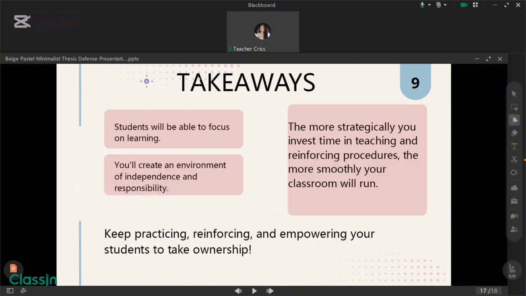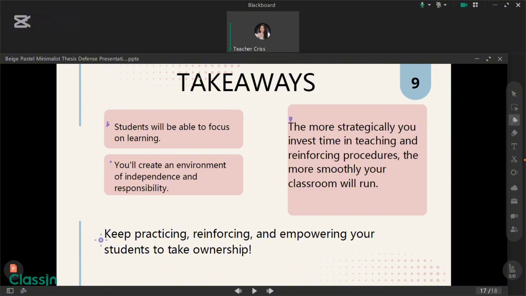So let's have a review again of our takeaways. Students will be able to focus on learning. We will focus more on the valuable things. You'll create an environment of independence and responsibility. They will have more ownership, like, this is my responsibility. And the more strategically you invest time in teaching and reinforcing procedures, the more smoothly your classroom will run. Why is that? Because we already have established practice.